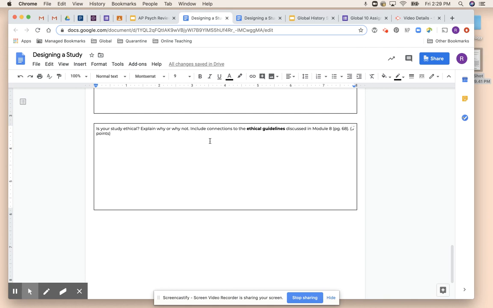So if you don't remember those at all, I gave you the page number there specifically to look at. And it goes into a little bit of a conversation about some of the things you need to do as a psychologist. Like you need to get somebody's consent. You need to protect them from harm. You need to keep their info confidential. You need to debrief them after about what you were doing, things like that.